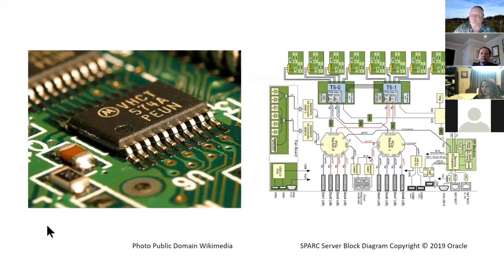So here's a computer chip, actually a CPU. That's what the brain of a computer looks like, the little black square with all the dots.